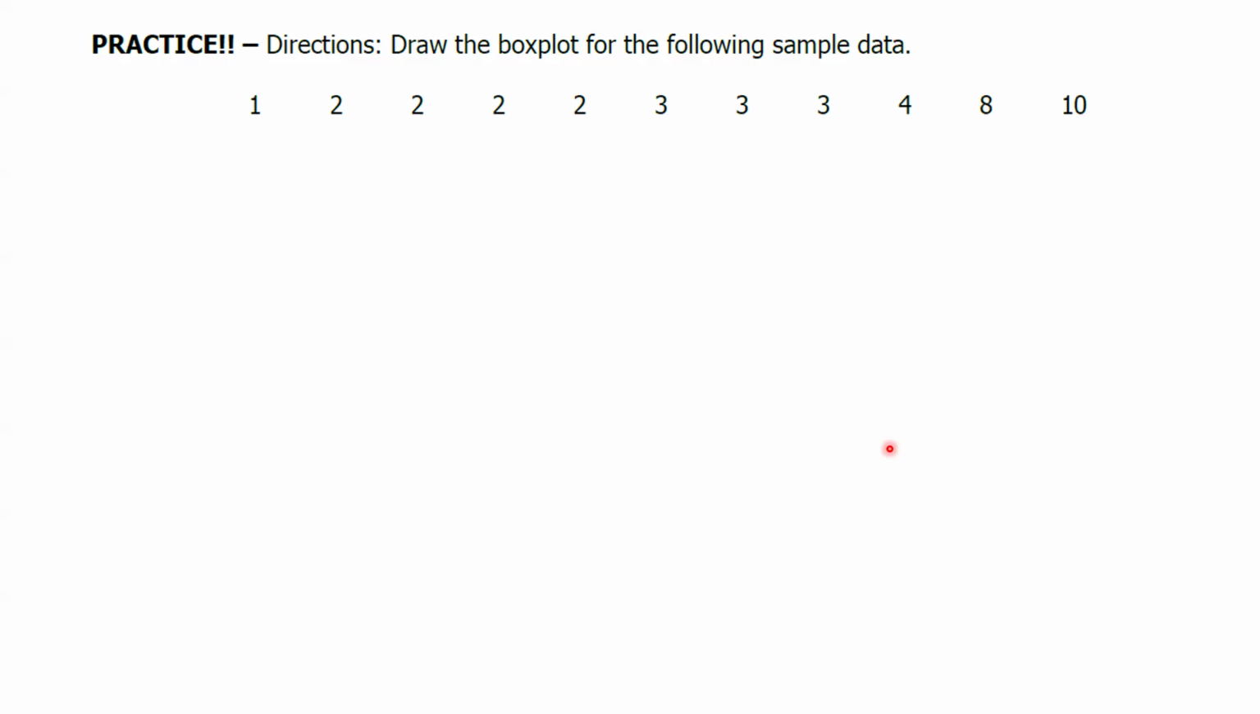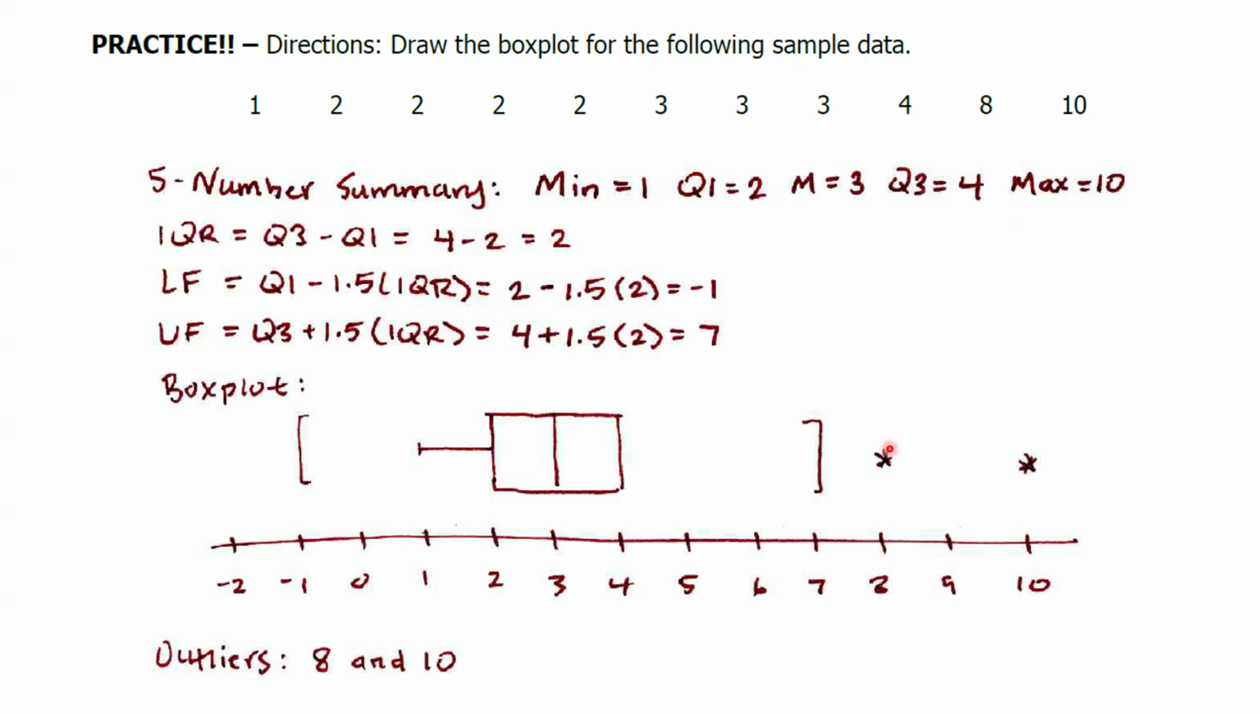Hopefully you attempted this problem. First things first, note that the data values are written in ascending order, so that will help you in determining your 5-number summary. You can find it manually or enter these values into your calculator and go 1-Var Stats to determine your 5-number summary. From there, you will identify your IQR, the interquartile range, and then your lower and upper fence, which will tell you if you have any outliers.